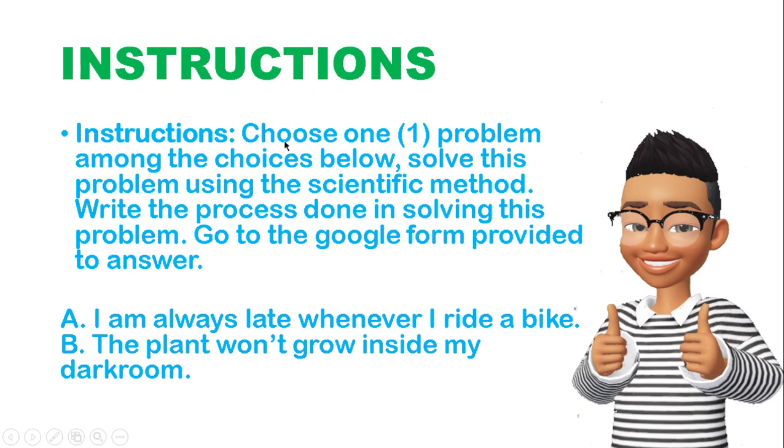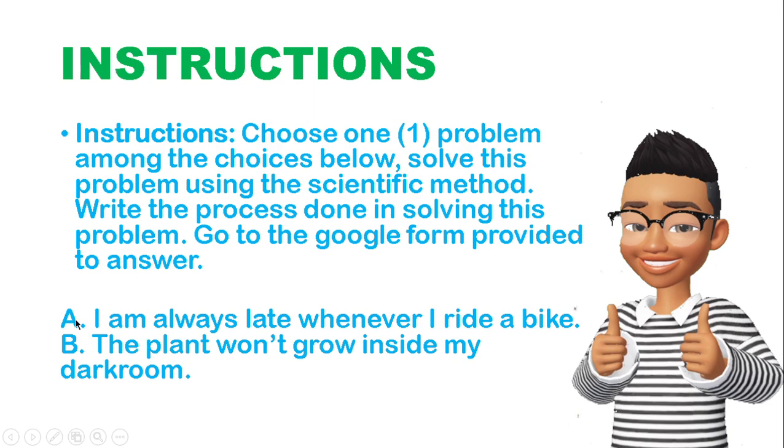So the instructions, you are going to choose one problem among the choices and solve this problem using the scientific method. Write the process done. In solving this problem, go to the Google form provided to answer. So the choices are A. I am always late whenever I ride a bike. B. The plant won't grow inside my dark room.